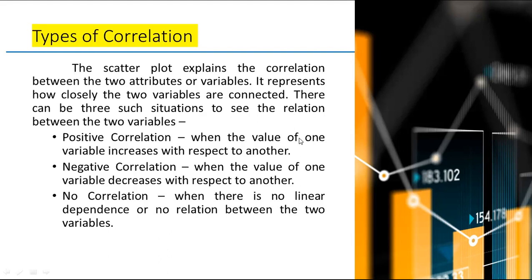The next, we have no correlation, when there is no linear dependence or no relation between two variables. So, ibig sabihin, there's no specific approximation that you can tell about the relation between the two variables. Either pataas, pababa, there's no exact definition. We cannot define. Kaya tawag nila dito, no correlation.